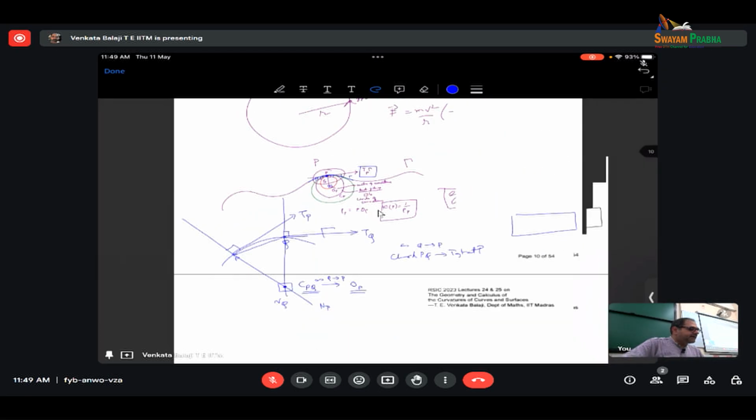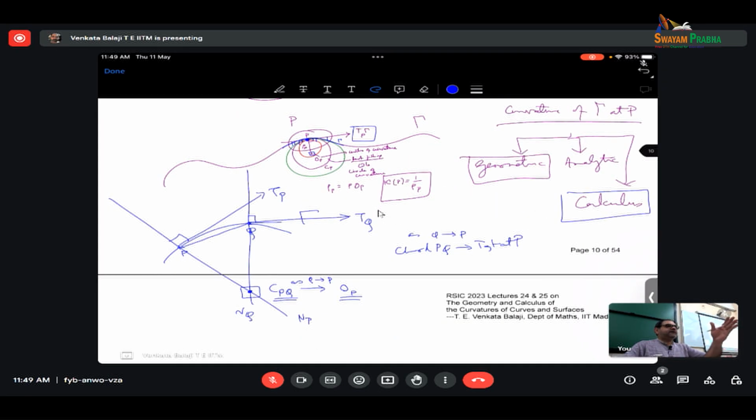Now, of course, I have told my project students, and you are also welcome to discuss with them, that there is a book, Andrew Pressley's Elementary Differential Geometry. It's a very nice book to read.